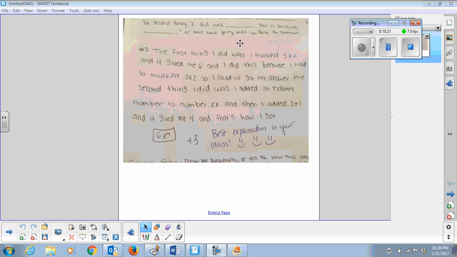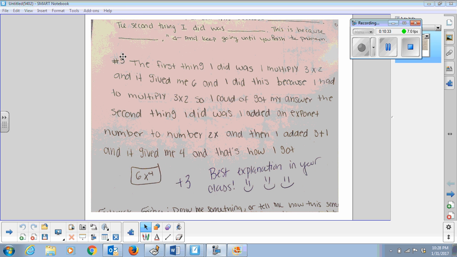On the back side, that's where I wanted you to explain one problem. So I picked one that I really liked from second period. And this one was over number 5. So that was when we had 3x cubed times 2x. So they said the first thing I did was I multiplied 3 times 2 and it gave me 6. And I did this because I had to multiply 3 times 2 so I could get my answer. The second thing I did was I added an exponent number to the number 2x, and then I added 3 plus 1, and it gave me 4, and that's how I got 6x to the power 4.